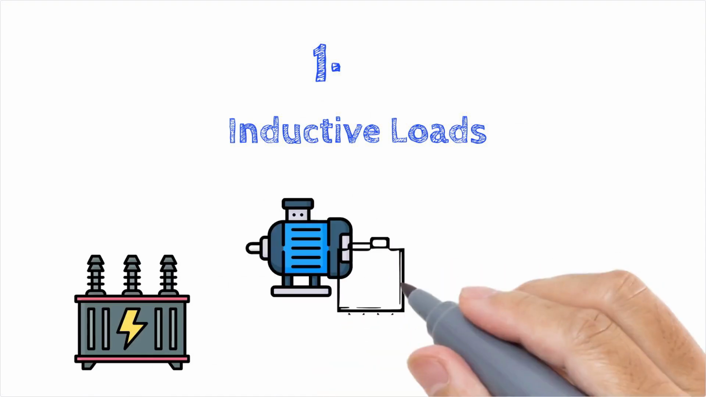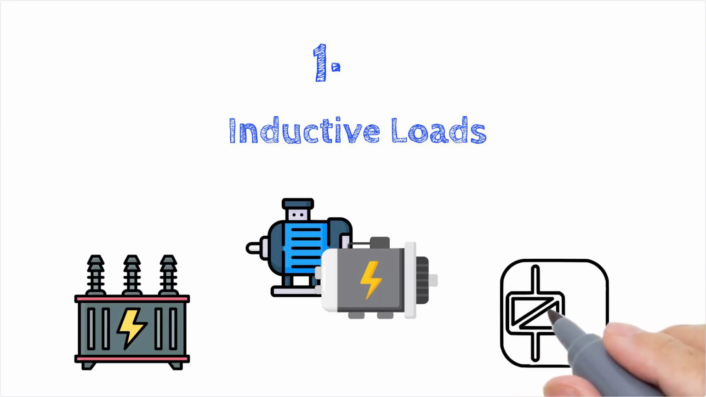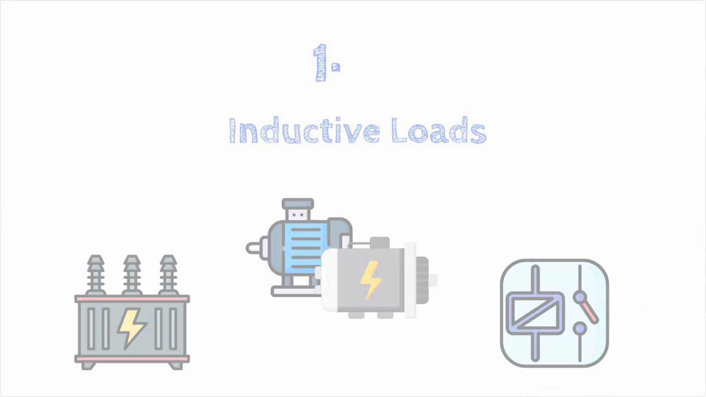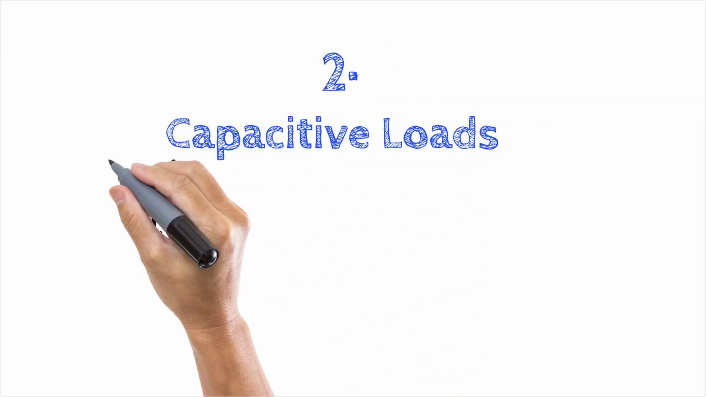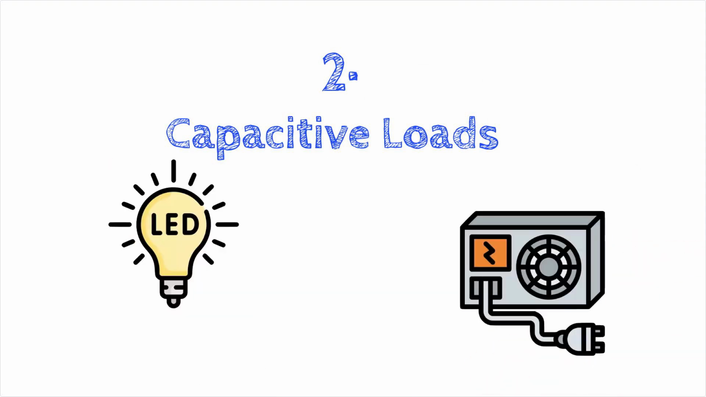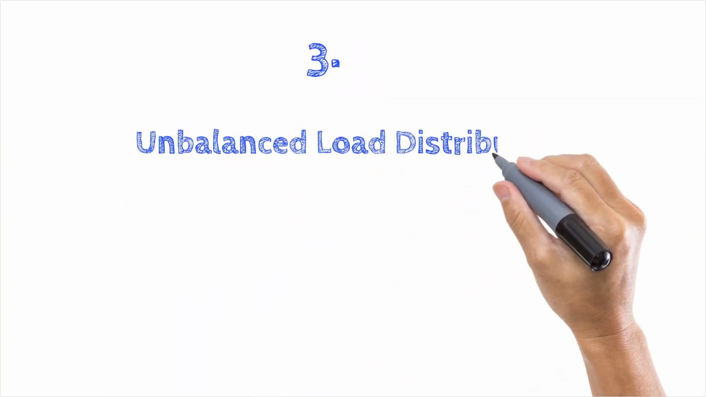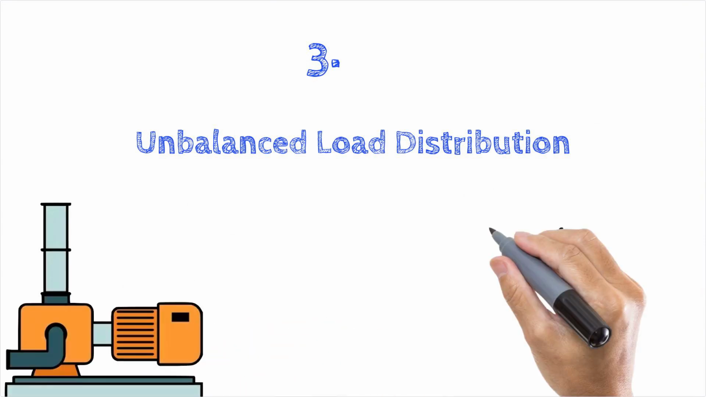Inductive loads. Devices like electric motors, transformers, and solenoids require reactive power to create magnetic fields, leading to a lagging power factor. Capacitive loads. Some LED lighting and power supplies can cause a leading power factor, which can also be problematic. Unbalanced load distribution. Running different types of electrical equipment simultaneously may cause fluctuations in power factor.